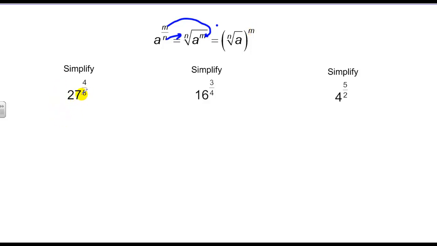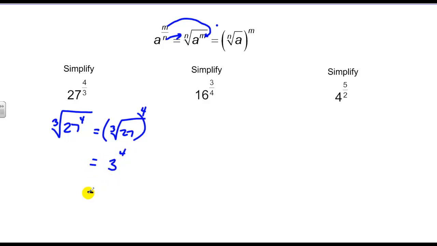So in this first example, I have a numerator and denominator. My denominator is my index, so I have the cube root of 27 to the 4th. My problem with this is that 27 to the 4th is a huge number, and I don't want to deal with that because I don't know what that is. So if I say this is the cube root of 27, and I take that whole term and raise it to the 4th, I know the cube root of 27 is just 3. And I raise that to the 4th power, and 3 multiplied by itself 4 times gives me 81.